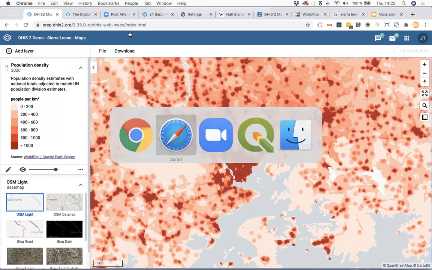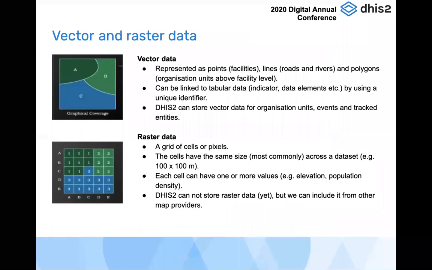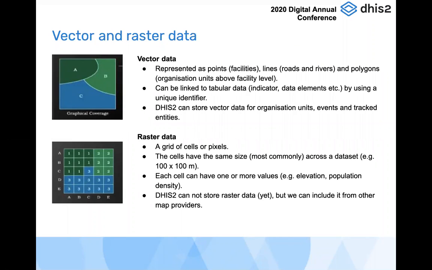Switch back to this one. So there is one important distinction. If you have worked a little bit with GIS tools, you will already know this. We haven't bothered to make this distinction in the Maps app because we mostly work with only one of the data types, vector data. And we also try our best to make the Maps app very simple to use, so you don't need to have all this background knowledge. But now, when we are moving out from DHIS2 Maps into another program, this distinction is quite important.